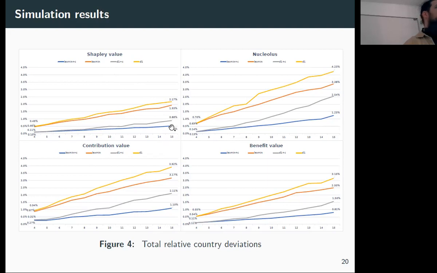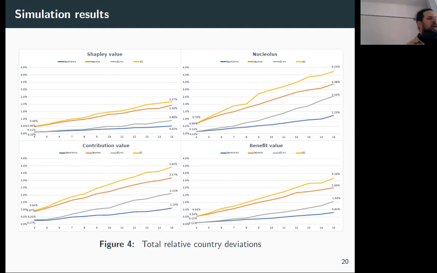If we use the best scenario or best policy that we can choose for our program, Laxmin optimization with credit values, then that leads to 0.52% relative deviation from the targets. And this is 0.81 for the benefit value, 1.1 for the contribution value, and last came the nucleus, 1.23.